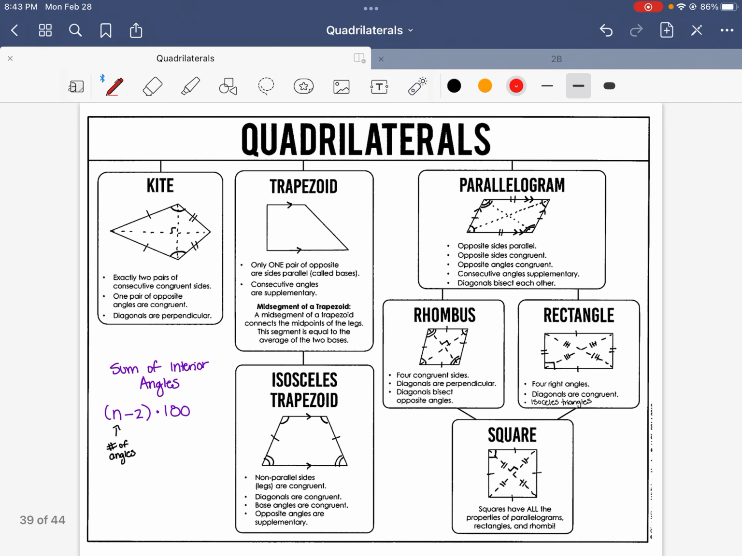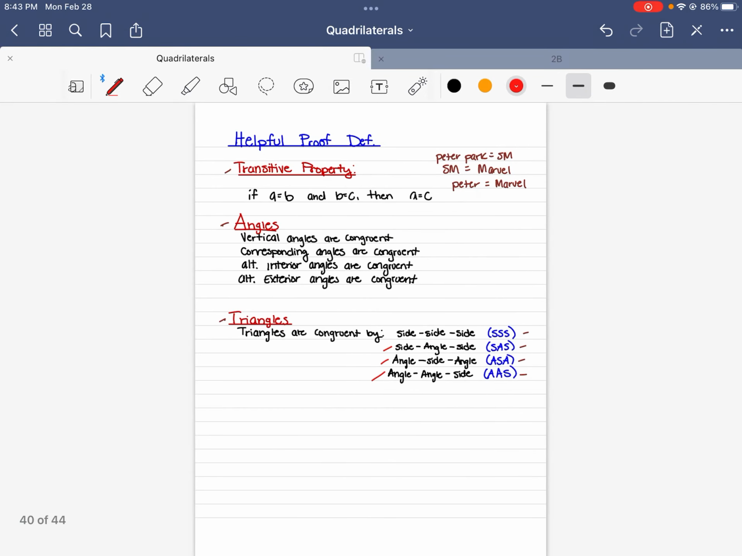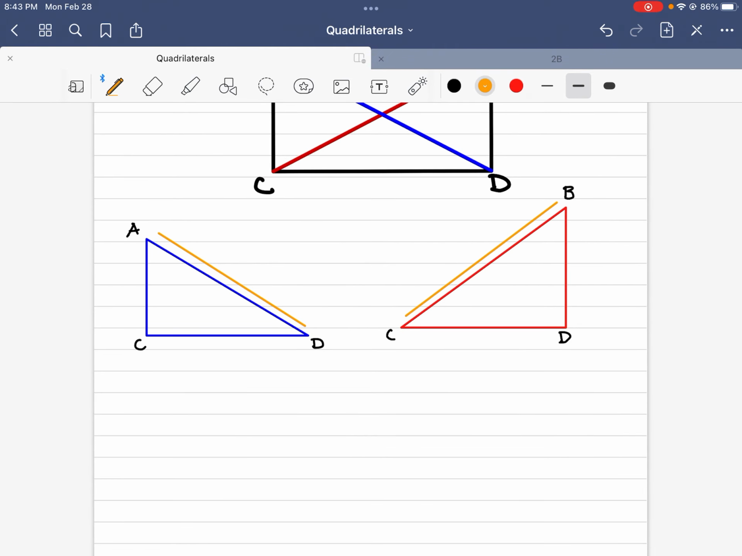So let's recap on what we know about rectangles. We know that the four angles are right angles. The diagonals are congruent. Of course, we can't use this. It's what we're trying to prove. And that we have some isosceles triangles. So I'm going to come over here and just fill in the information that I have. So I know that this angle is a right angle, right? We just read it and we can use that.